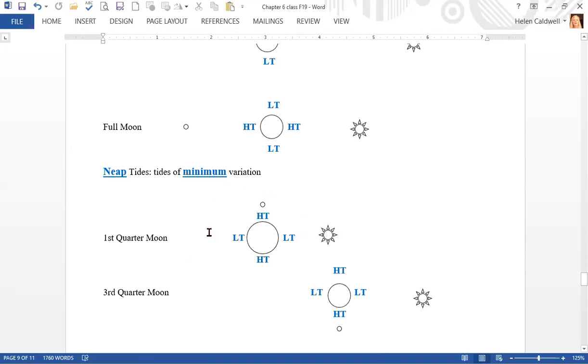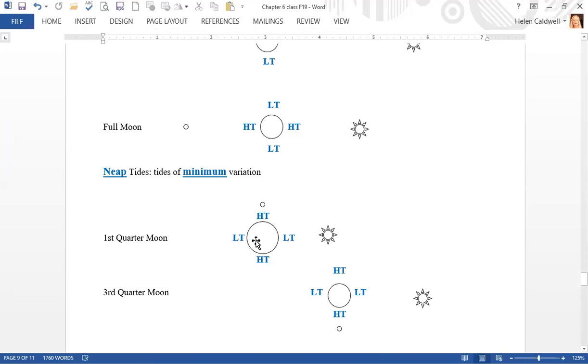The moon goes around the Earth every 28 days. So from the starting position where you'd have new moon to first quarter is a 7-day cycle. From first quarter to full moon is another 7 days. From full moon to third quarter would be another 7. And from third quarter back to new moon is another 7. So roughly a 28-day cycle.